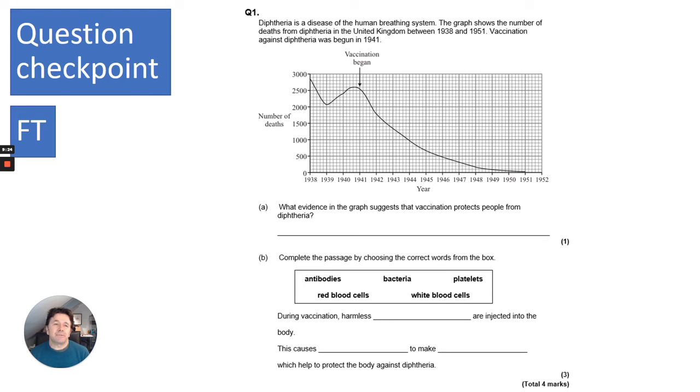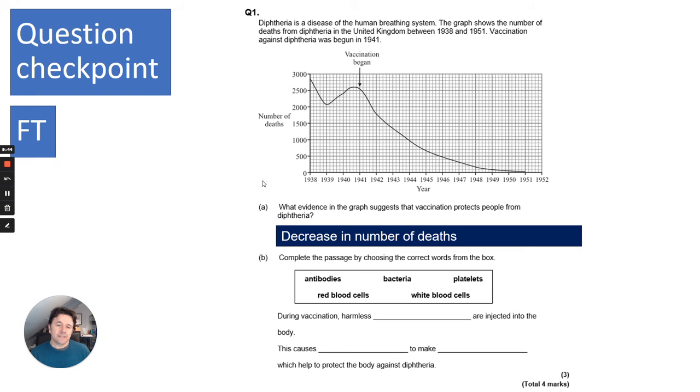So it talks about diphtheria, and it gives you some data on diphtheria and tells you when vaccinations began in 1941. So the first question, what evidence in the graph suggests that vaccination protects people from diphtheria? Well, you can see if you look at the data, there's a rapid decrease. So the decrease in the number of deaths. This next question, it says complete the passage by choosing the correct words from the box.